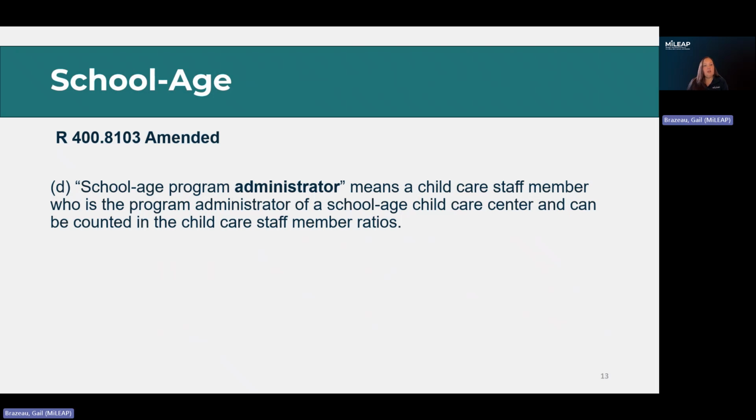8103, Subrule D, a school-age program administrator, which was previously known as a director, means a child care staff member who is the program administrator of a school-age child care center and can be counted in the child care staff member ratios.